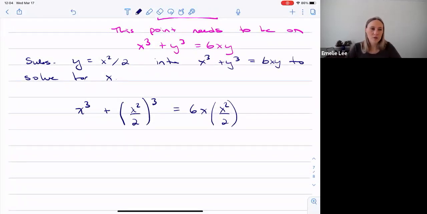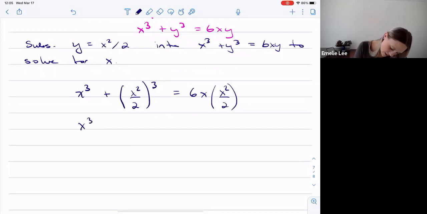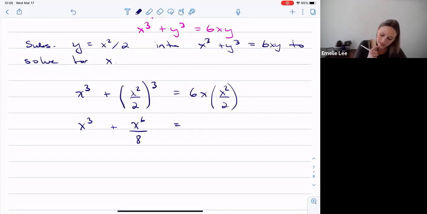Now we're just working with exponents basically the whole way through. So I have x to the 3 plus x to the 2 times 3, right? When I bring that 3 inside, I have to bring it on both the x squared and the 2. So I get x to the 6 over 2 to the power of 3 is 8, which is going to be 6 over 2 is 3, and then x times x squared is x to the 3.